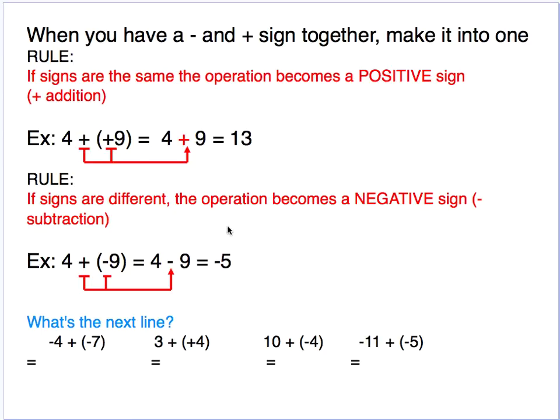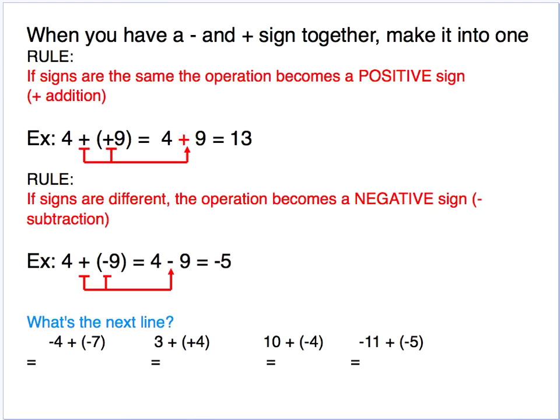Now, if they're different, the operation becomes negative. So in this case, you have 4 plus -9, or you could have had 4 minus +9. It doesn't matter. In that case, they're both going to be switched to 4 minus 9. And if you took a look at your number line and you started at 4 and you moved to the left by 9 spots, you would eventually arrive at -5. You can try the examples below, right here. All you have to do is pause the video.